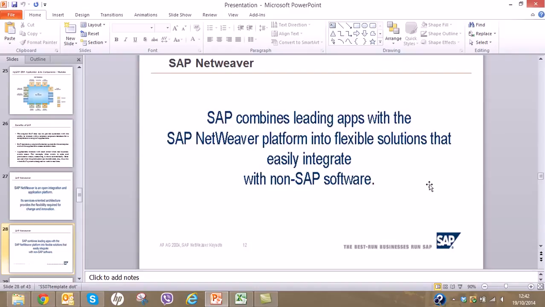SAP combines leading apps with the SAP NetWeaver platform into flexible solutions that easily integrate with non-SAP software. As I have explained, SAP NetWeaver is a platform. For example, for FI invoices, I will show you how to post invoices into the FI system. But let's say my company doesn't use SAP to post the invoices. They have integrated two software, SIM and VIM. VIM is vendor invoice management. They are using VIM to post the invoices for vendors.